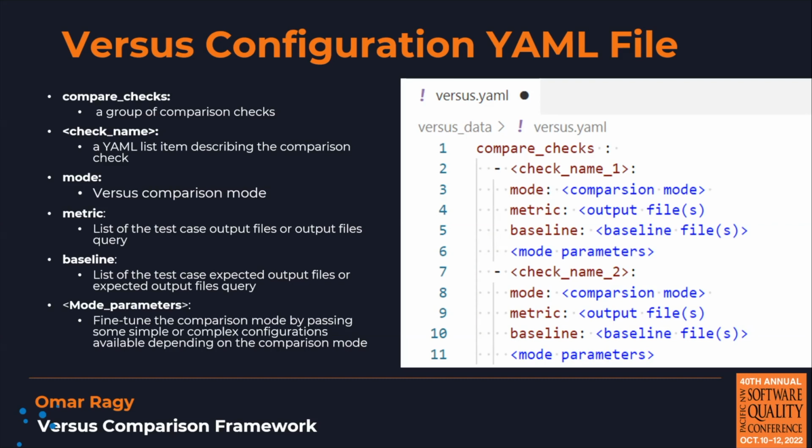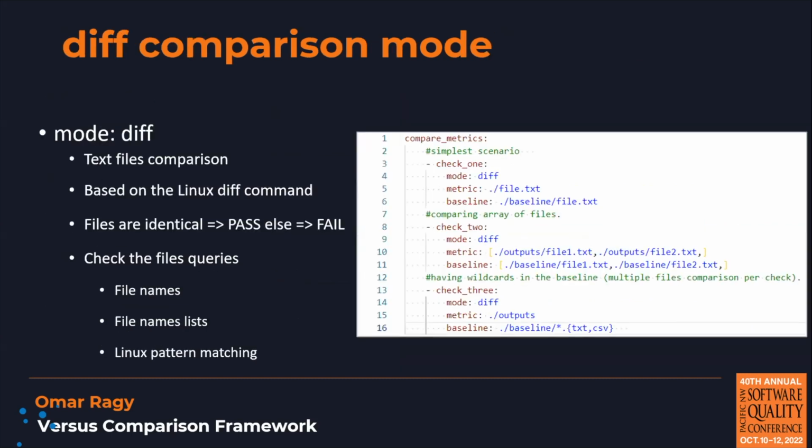We have also mode parameters. This is completely dependent on the mode, and you can fine-tune the comparison that you are having by passing some simple or complex configuration. And those mode parameters are available and documented based on which mode you are using. So this is the standard configuration file. You can have a very simple one, and you can have an extremely complex one. So let's move on to explaining it more by having a real-world example.